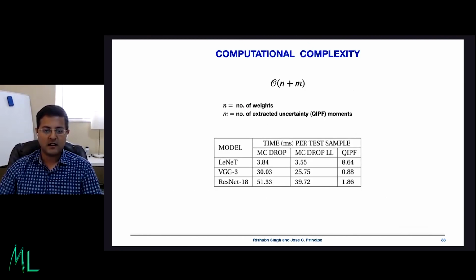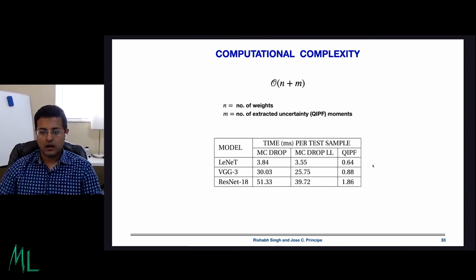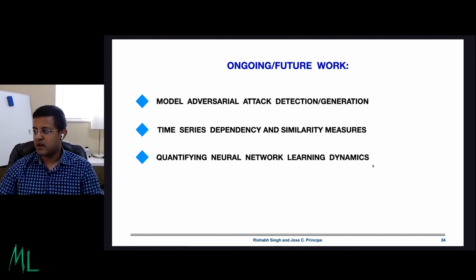And you can see that for different models, the computational time per test sample is always very low for QIPF compared to other methods like MC dropout, and it scales very well as you go to bigger networks. So that basically concludes my framework.